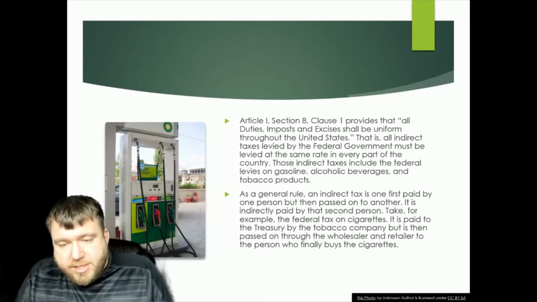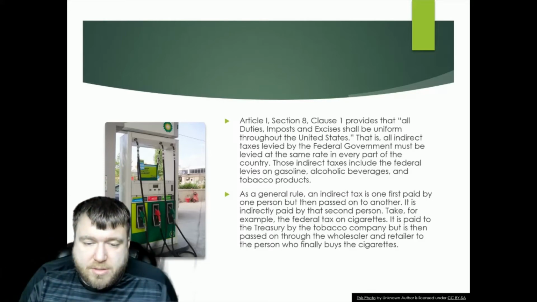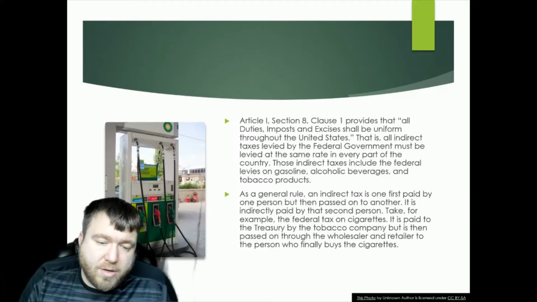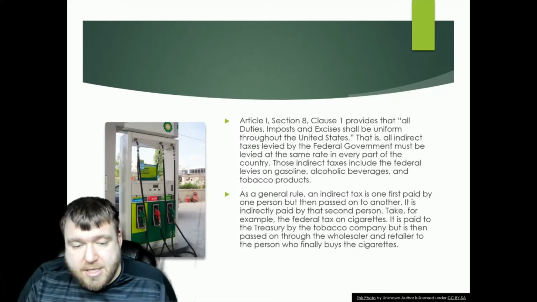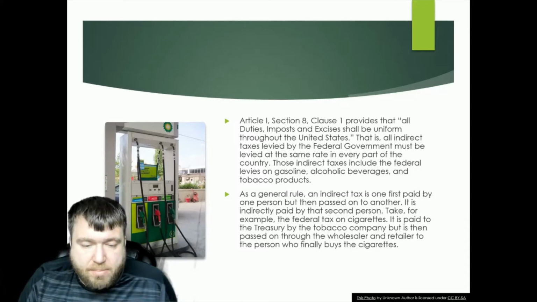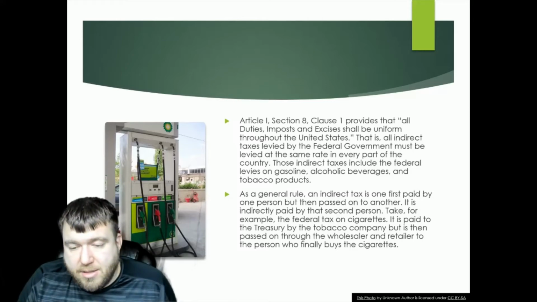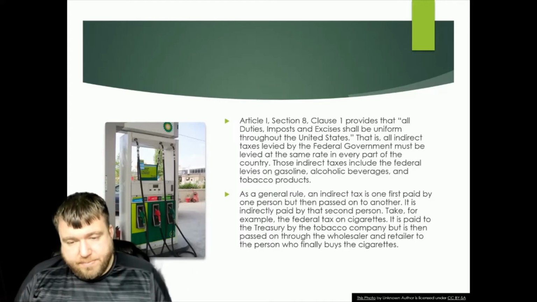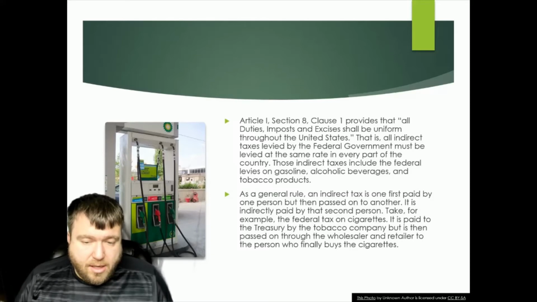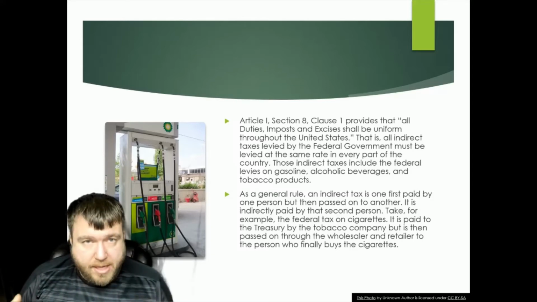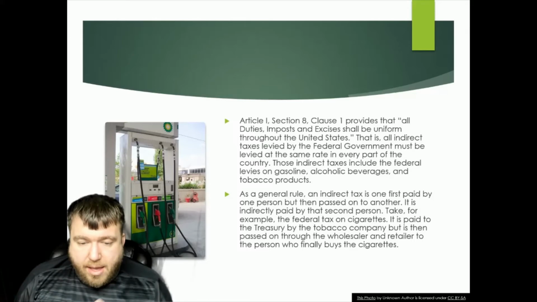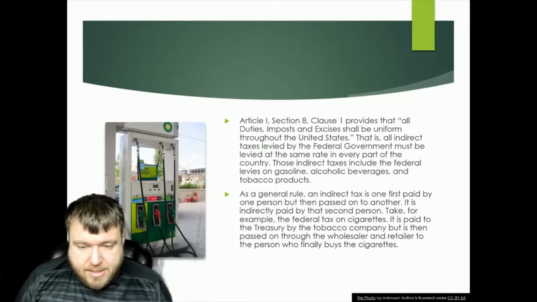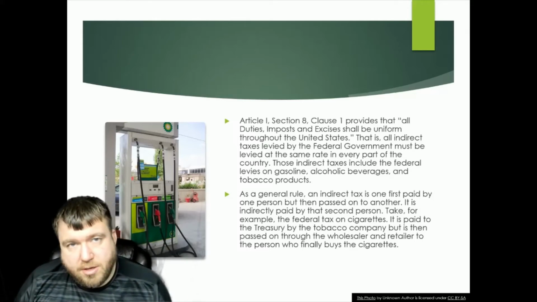As a general rule, an indirect tax is one first paid by one person but then passed on to another. It is indirectly paid by that second person. Take, for example, the federal tax on cigarettes. It is paid to the Treasury by the tobacco company, but is then passed on through the wholesaler and retailer to the person who finally buys the cigarettes. So a cigarette company, they have to pay a certain tax whenever they create cigarettes. Now, the company pays that to the government, and then the company passes that cost on to the consumer.